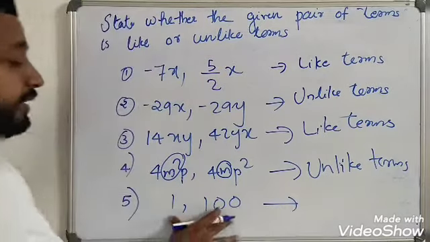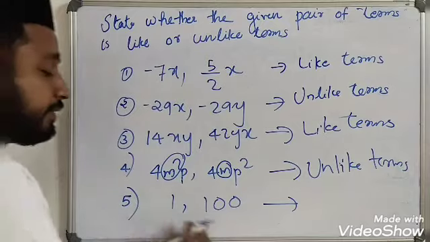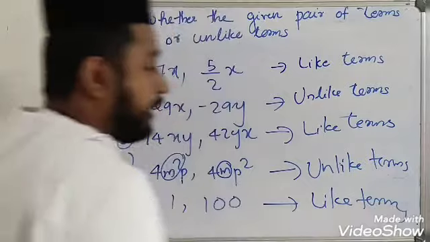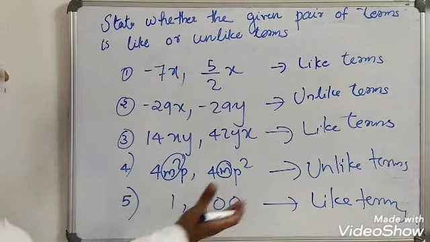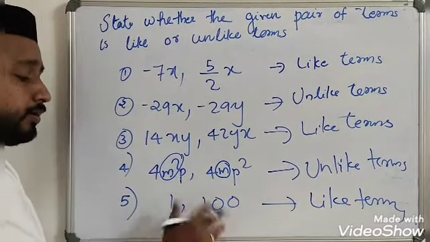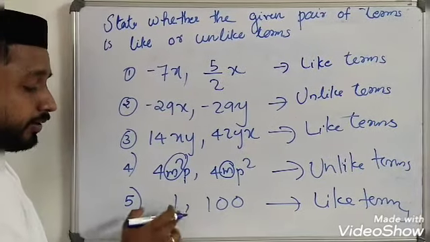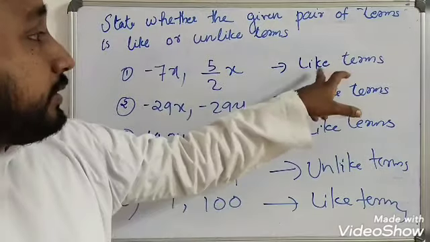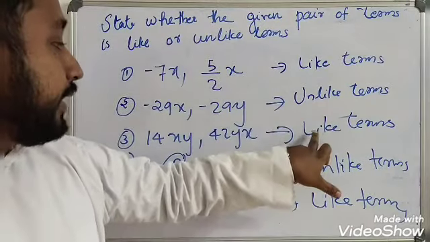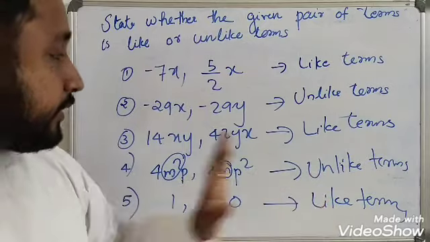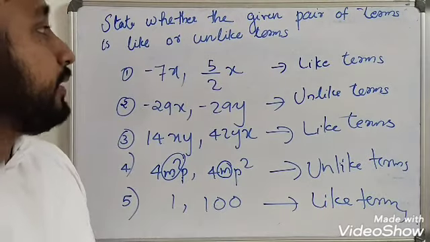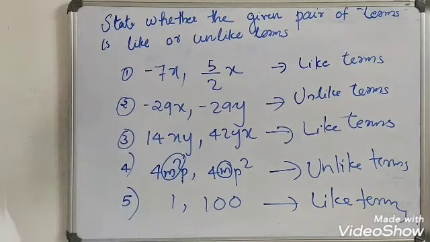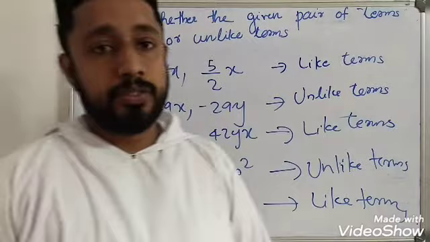Then 1 and 100. There are no algebraic factors, so only numerical factors are there. So these are like terms. Both are the same manner. Only numbers are there. So this is like, unlike, like, unlike, and also like terms. So these are the questions. If the algebraic factors are equal, we can say that these are like terms.